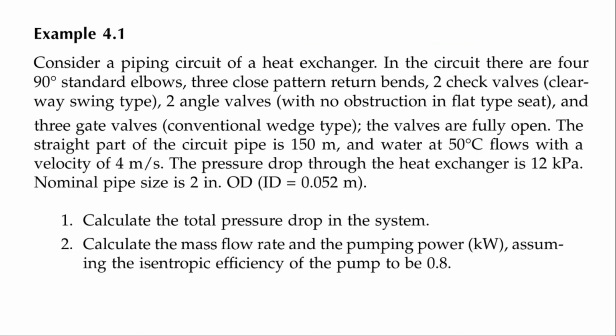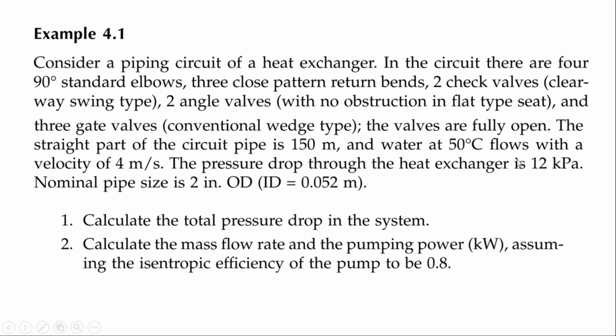So here is the example. Consider the piping circuit of a heat exchanger. In the circuit there are 4 90-degree standard elbows, 3 closed pattern return bends, 2 check valves, 2 angle valves, and 3 gate valves, and the valves are fully open. The straight part of the circuit pipe is 150 meters, and the water at 50 degrees centigrade flows with a velocity of 4 meters per second.